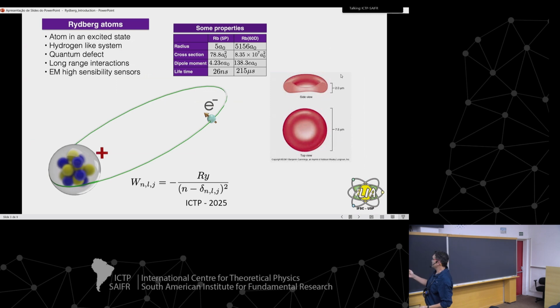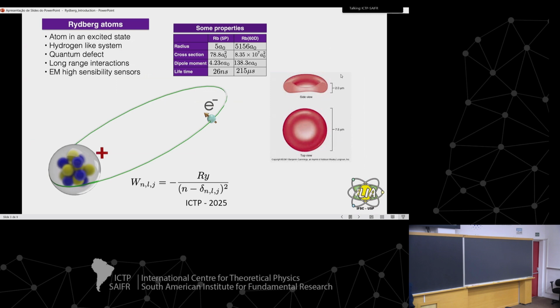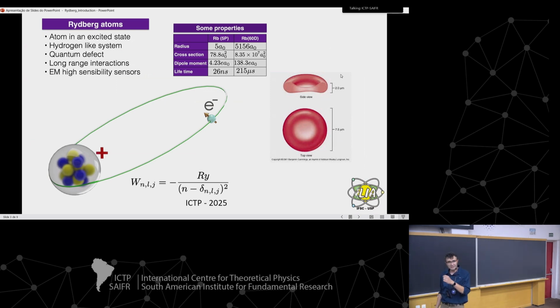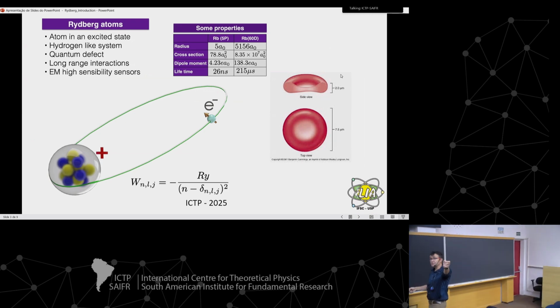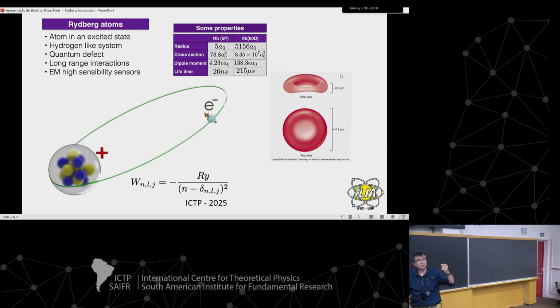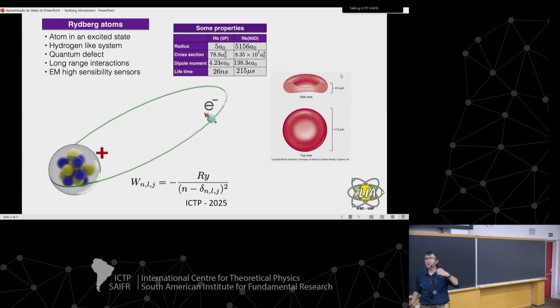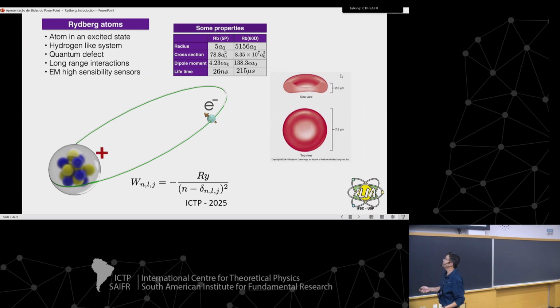In fact, the ones we are talking about are like the size of a human blood cell. That's the size of the atom. We are talking about quantum numbers on the order of 60 up to 80, 90. It depends on your laser. And because the electron is very far away from the nucleus, it feels very much any small field that comes around. So any small magnetic field, electric field, electromagnetic field will perturb the Rydberg atom, and it's easy to see, okay?